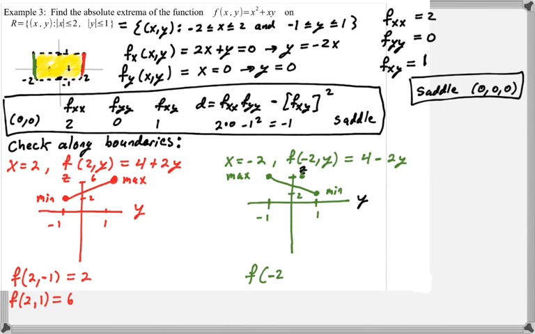So f of -2, -1 is equal to 6, and f of -2, 1 is equal to 2. Okay? So we've looked at two of the boundaries, x is equal to 2 and x is equal to -2. Now we're going to look at the boundaries y is equal to 1 and y is equal to -1. Okay, so we'll draw our region again.